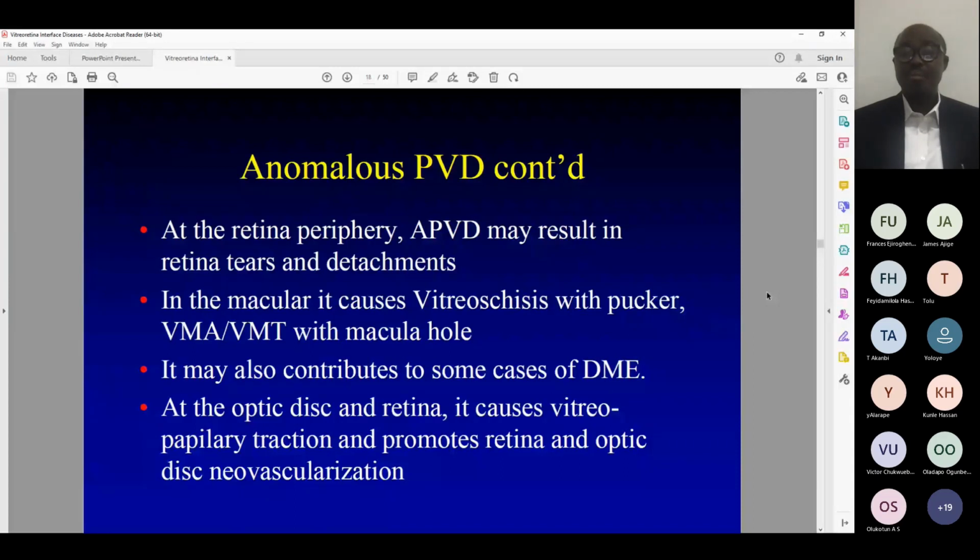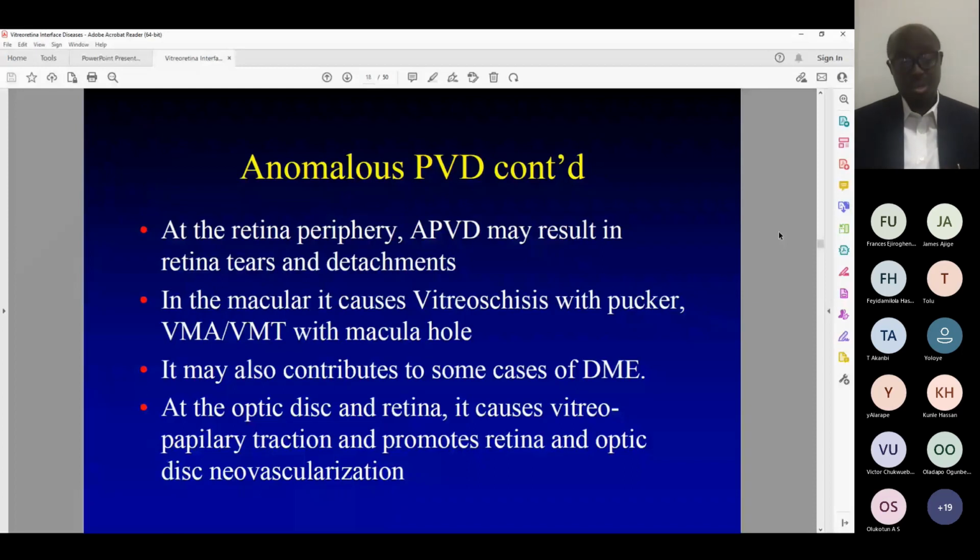Again, at the retinal periphery, anomalous PVD may result in retinal tears and detachments. Many of us have seen what is spontaneous detachment. We haven't induced it. This is a PVD happening, and you see retinal tears associated with PVD. And many of the studies, even in the Knight Foundation, have shown that the majority of rhegmatogenous detachments happen in elderly people.